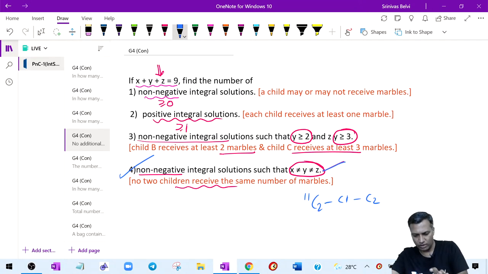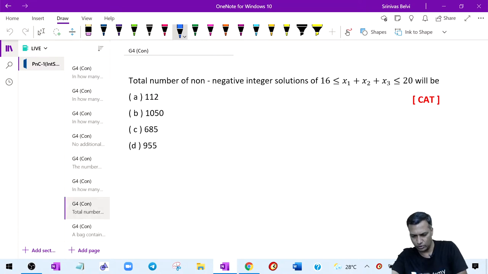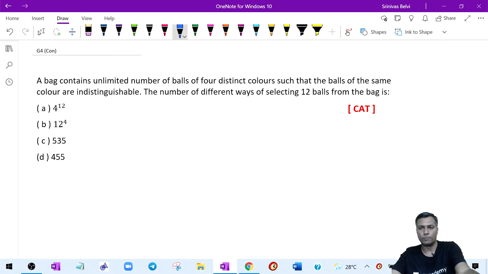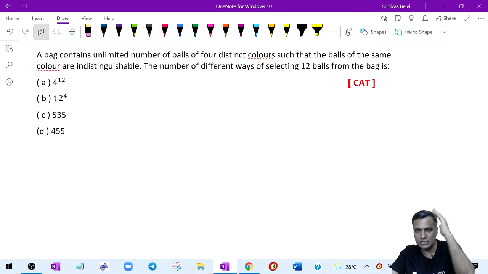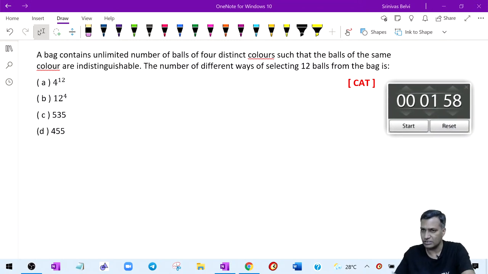Let's take a look at one of the CAT questions as it is. Having done all this, let's try and see what this CAT question is all about. Try and answer this, guys. I will give a good 2 minutes and I certainly expect an answer on this question. What is this question about?